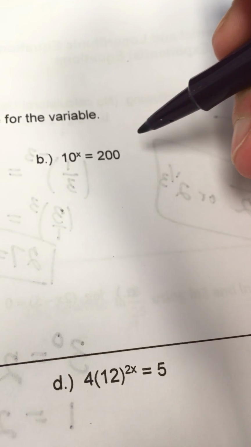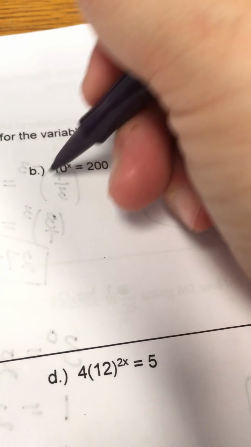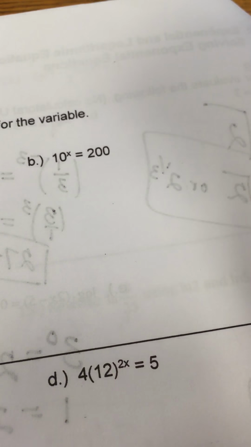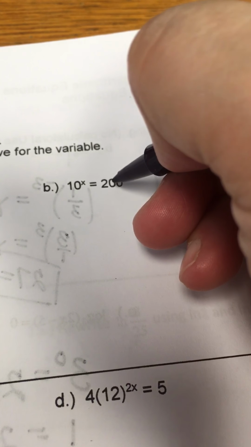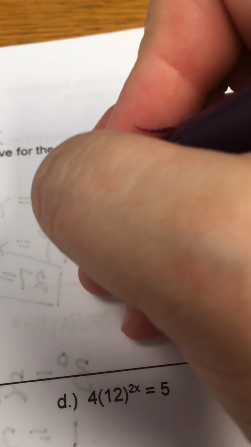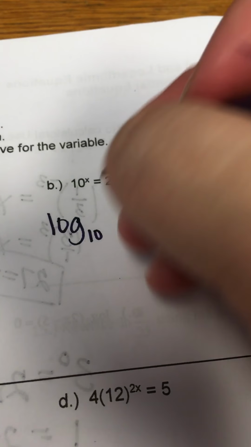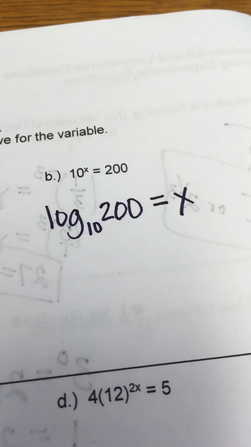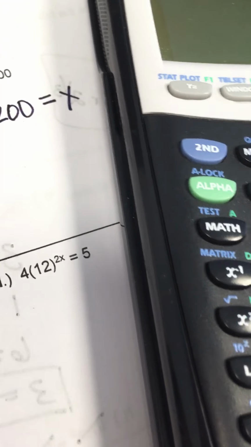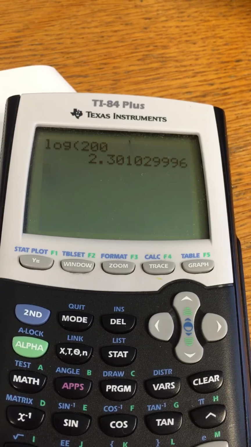Now letter B, it's already in that exponential form, but I can't do anything like this. I can't divide by 10 because these are not multiplying. This is an exponent. So there are times when you want to rearrange it back into the log problem. So log base 10, and you don't have to write the 10 there because it's implied in the calculator, of 200 equals x. And this is the calculator part. The calculator already works in log base 10, so it's just log of 200, and 2.301.